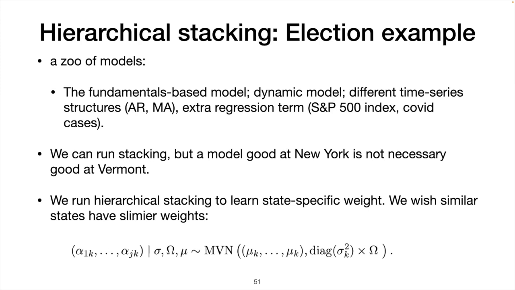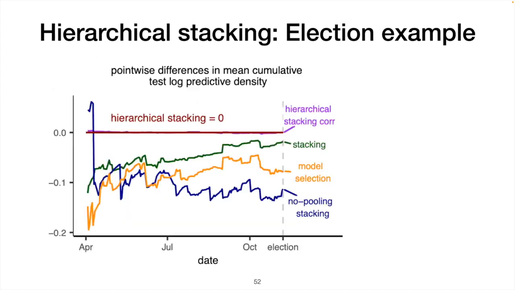And then we run hierarchical stacking to learn a state-specific weight, and we also incorporate a prior such that similar states or neighboring states should have similar model weights, which itself can be incorporated using a multivariate normal prior after the logit transformation. Then it turns out this hierarchical stacking is better than stacking, and stacking itself is better than model selection.